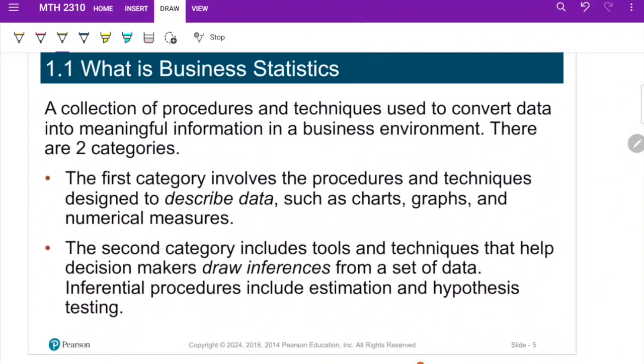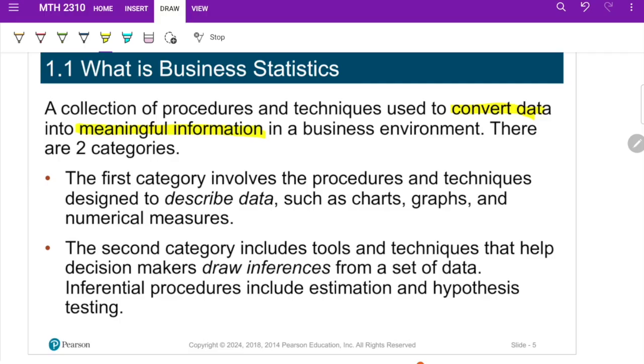Okay, what is business statistics? It's a collection of procedures and techniques used to convert data into meaningful information. Why? Because we need to help the decision makers. We have raw data, and we have to work with this raw data to turn it into meaningful information, to give some insight to your decision maker to make decisions.